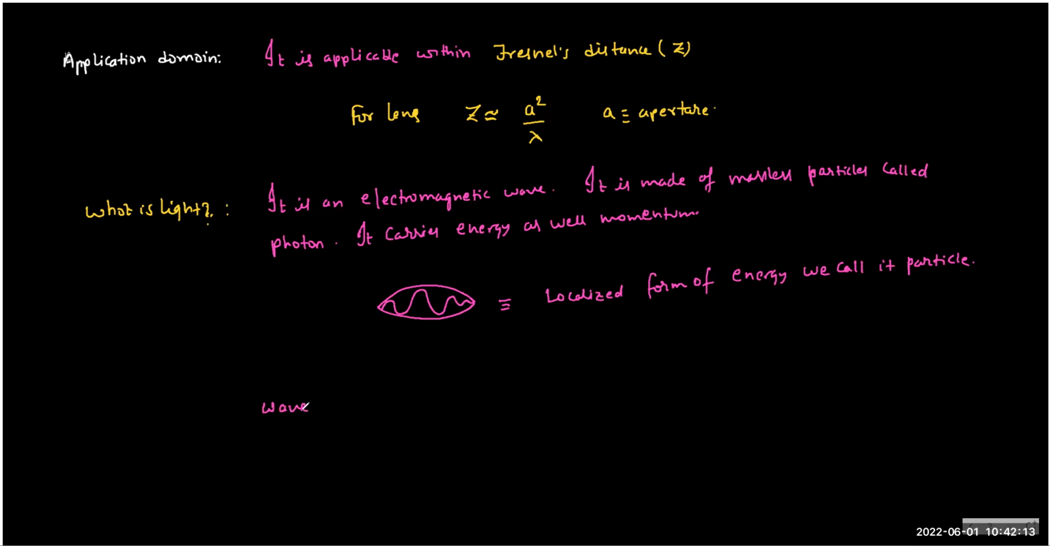So if you want to differentiate between a wave and a particle, the wave is the delocalized form of energy. The beginning and the end is not confined. You can't decide the beginning and the end. I mean, it is spread everywhere. So that's the concept of wave and particle in physics.